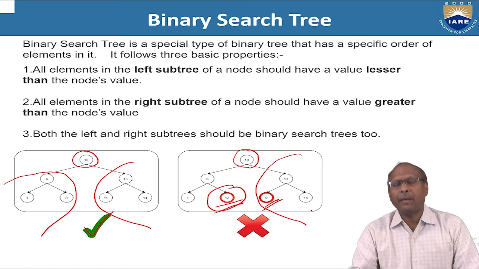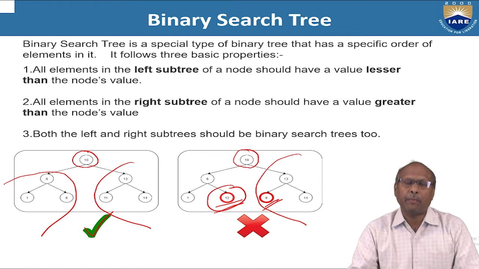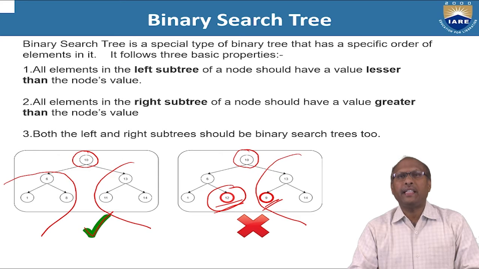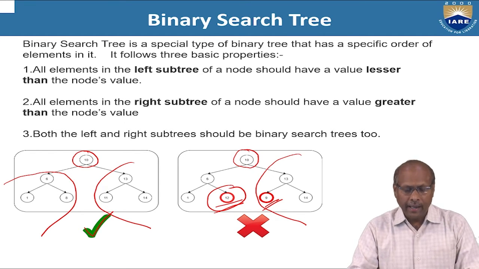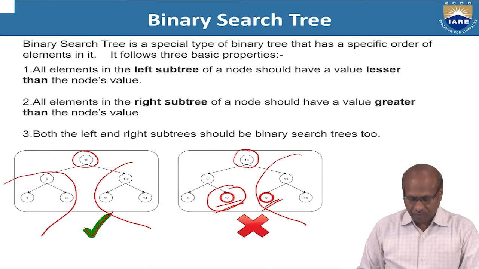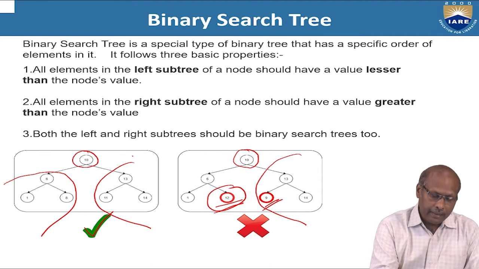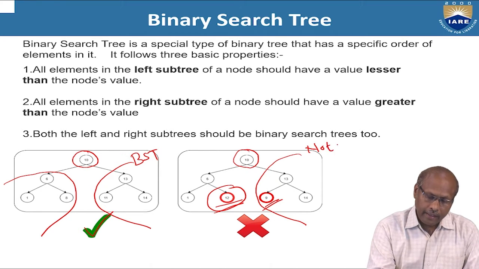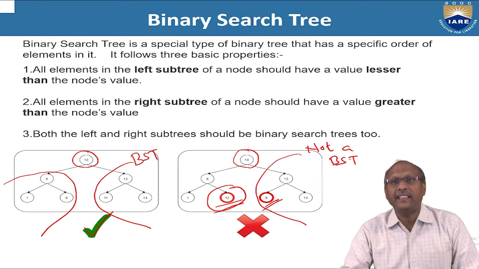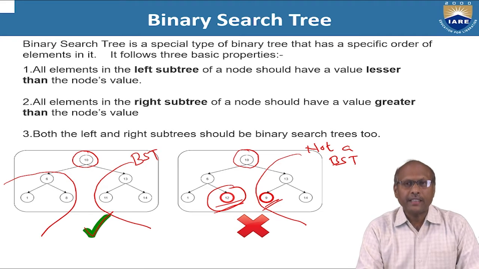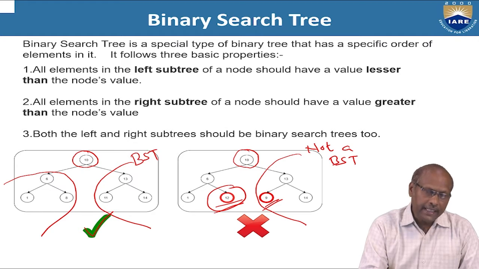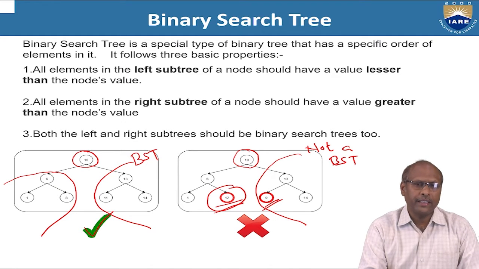Most of the time, in an exam they may give you such trees and ask you to find out which one is a valid binary search tree or which one is a valid binary tree. Here this is a binary search tree, whereas this is not a binary search tree. They may ask a question, why is it invalid? Then you should say that because the right side subtree has a value more than the parent and the left side tree has a value less than the parent. That's why.